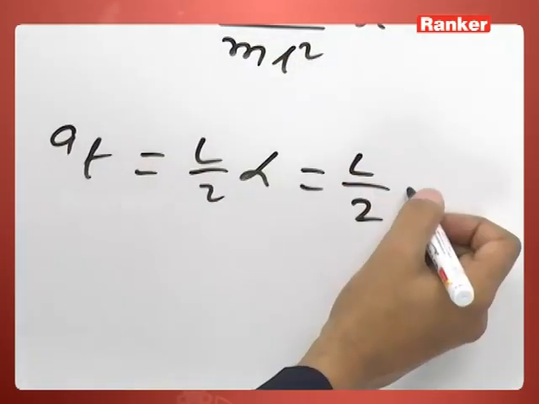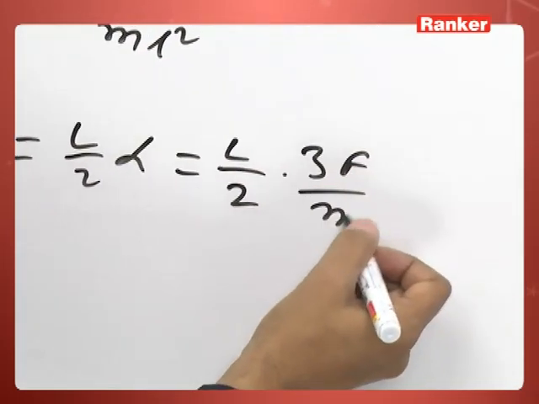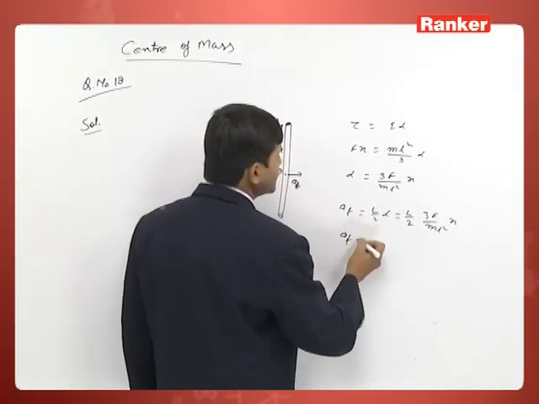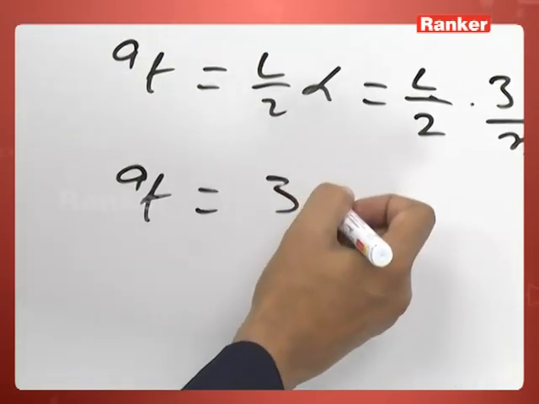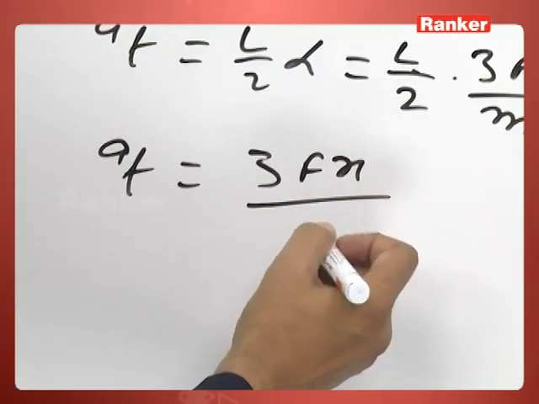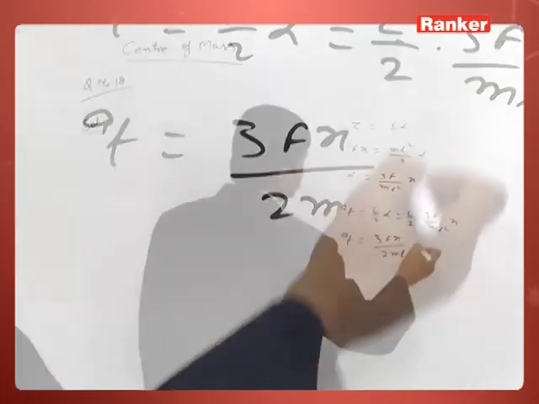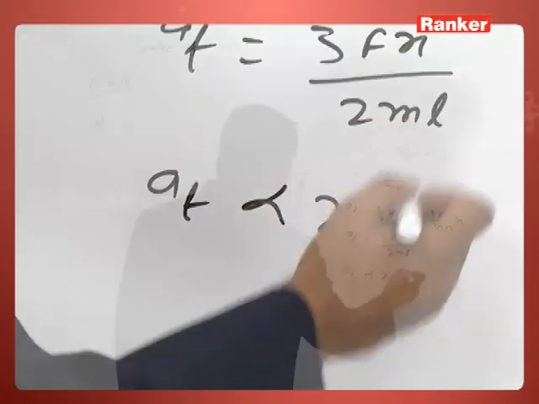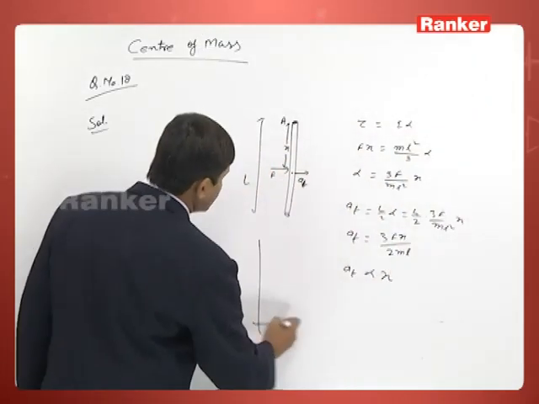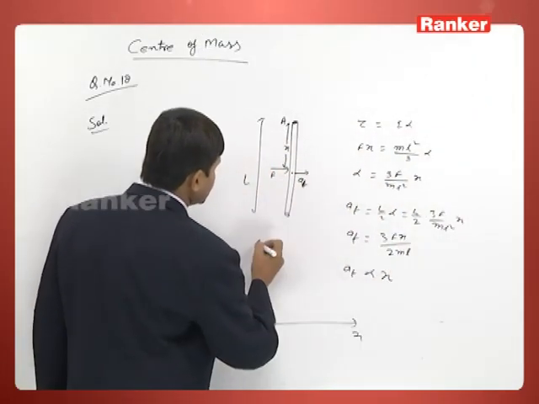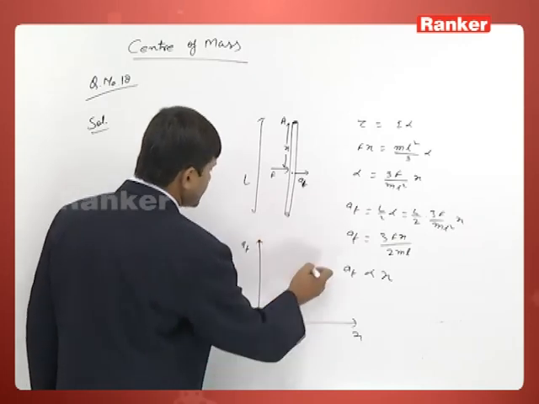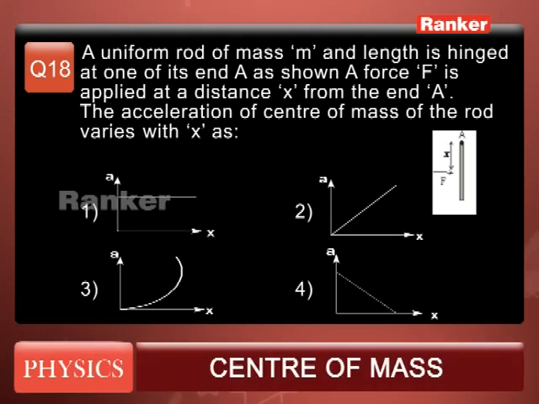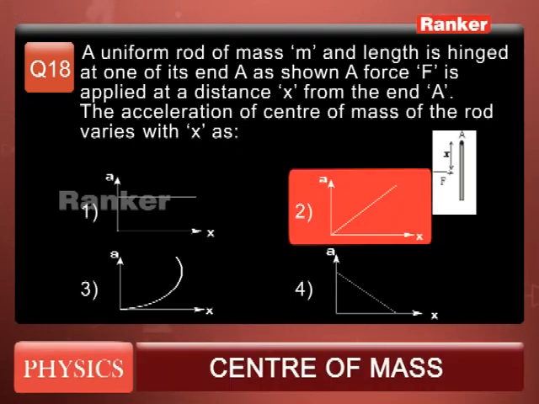So the tangential acceleration is L by 2 into alpha, with alpha equal to 3Fx by ML square. From here L cancels, and the tangential acceleration is equal to 3Fx by 2ML. So from here it's clear that the tangential acceleration is proportional to x. So if we look at the x versus A_T graph, it will be a straight line like this. So our correct option is option number 2. Answer 2 is the correct option.